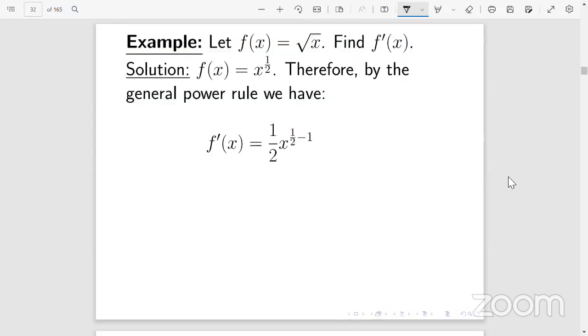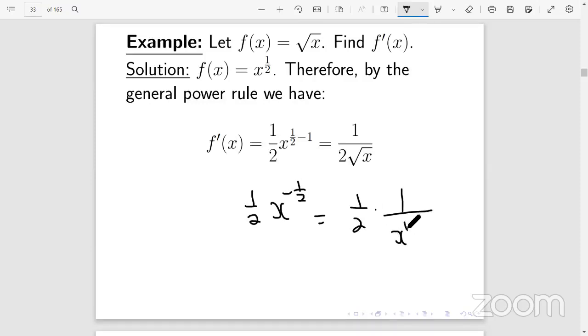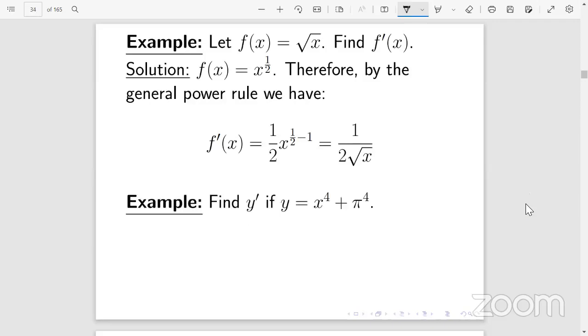Remember the rule says you drop the exponent, then subtract 1. So f prime will just be dropping the exponent, which is half, so half times x to the power half minus 1. Remember that half minus 1, we end up with x to the power minus half. Changing this to a positive exponent, we end up with 1 over 2 times 1 over x to the power 1 over 2. And remember that x to the power 1 over 2 is the square root of x. So hence we have 1 over 2 root x. I hope that is clear.